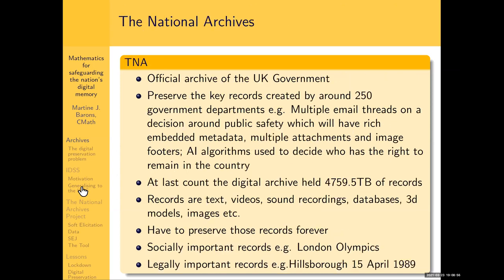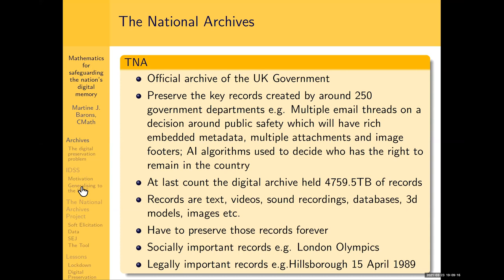So the National Archive is the official archive of the UK government, and they preserve the key records from around 250 government departments. And these can include things like multiple email threads about a safety issue, and that on this email there will be embedded data, there'll be attachments and all that kind of thing.